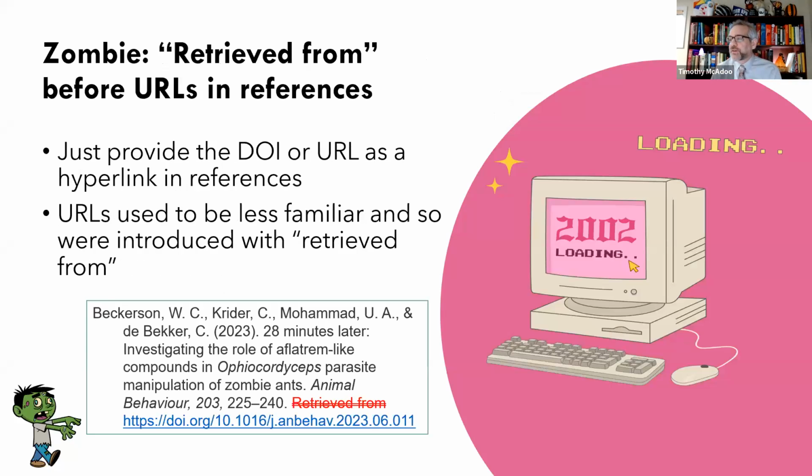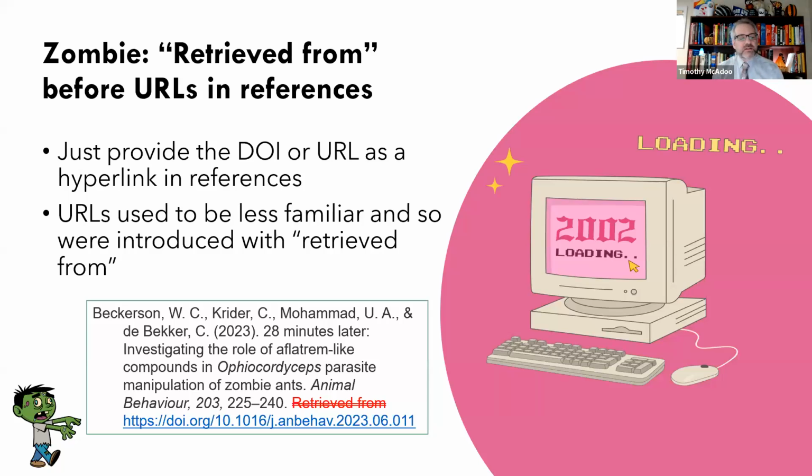The next zombie is "retrieved from" before URLs. I really like this one. In older editions, when the internet was young, APA style references had the words "retrieved from" before the URLs, and you can see that crossed through in this example. This was dropped in the 7th edition because it's not really helping anyone to say it was retrieved from. Everyone knows how a link works. So you don't have to put that phrase in every reference, which also saves about 15 characters in every reference, which does add up. So it saves some space in your references.